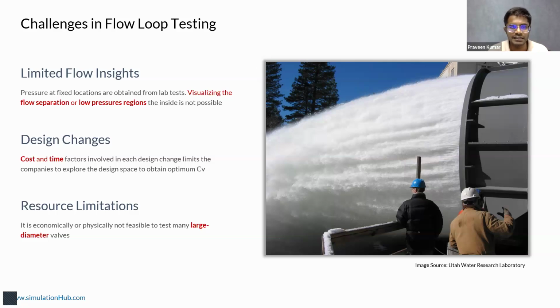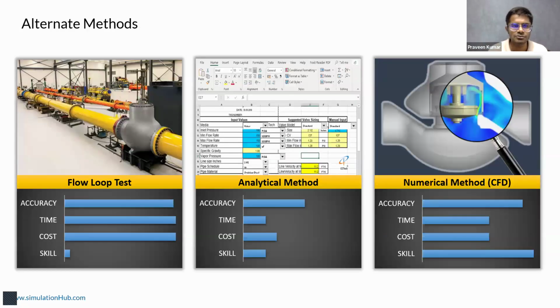Then come the design changes. Any design change you do has to go through the whole cycle, so there is a cost and time factor involved. And in some cases where your valve size is very large, it is limited. The test facility has a limitation on how large a valve can be tested. So there are other alternate methods, analytical and numerical. The numerical method is also called CFD, computational fluid dynamics. We'll see all those in a few slides.